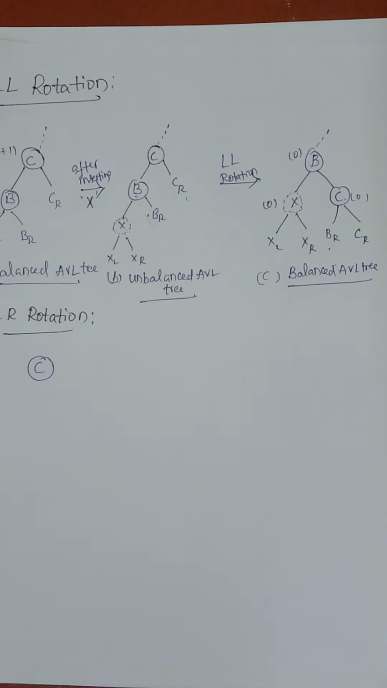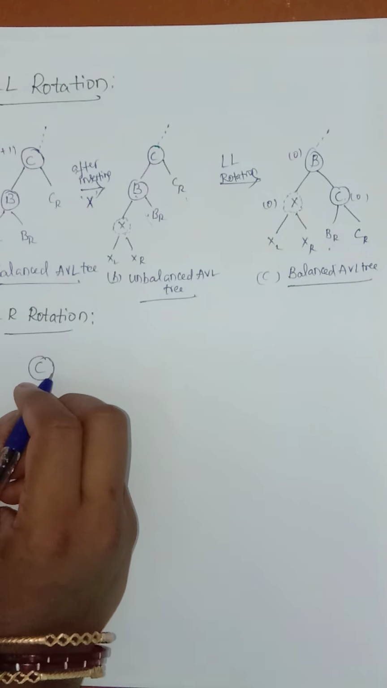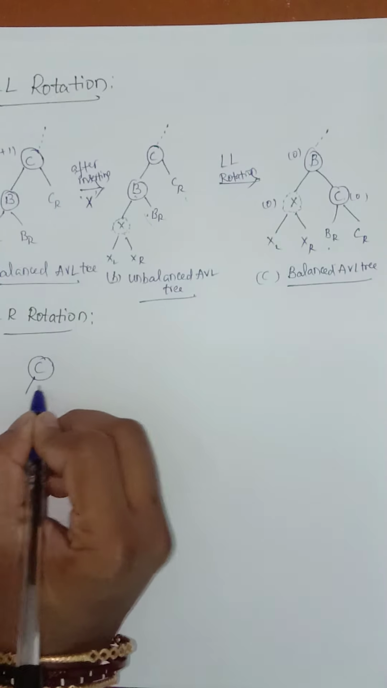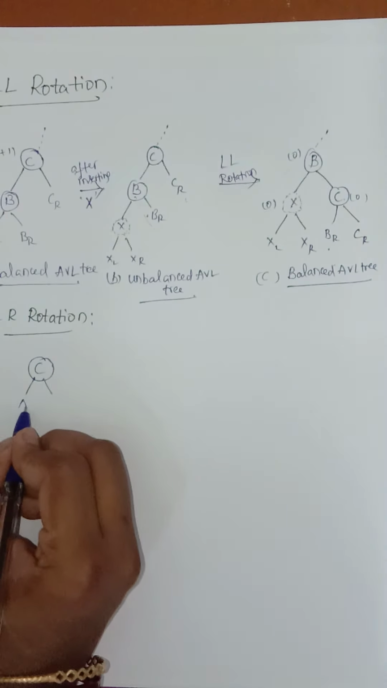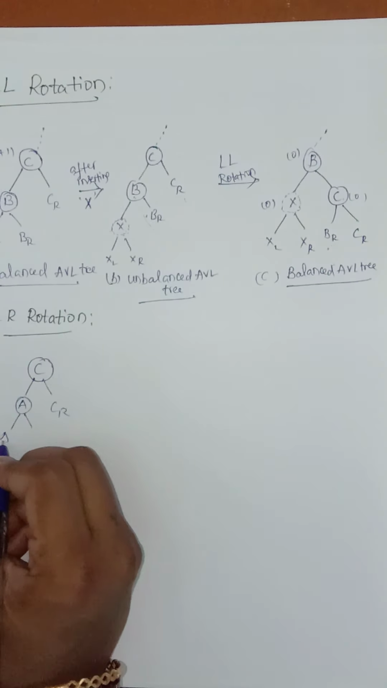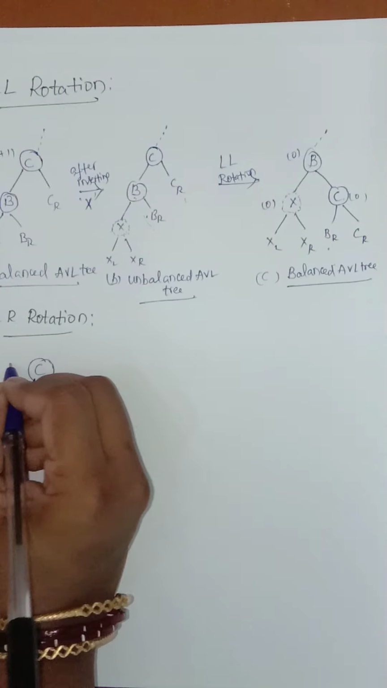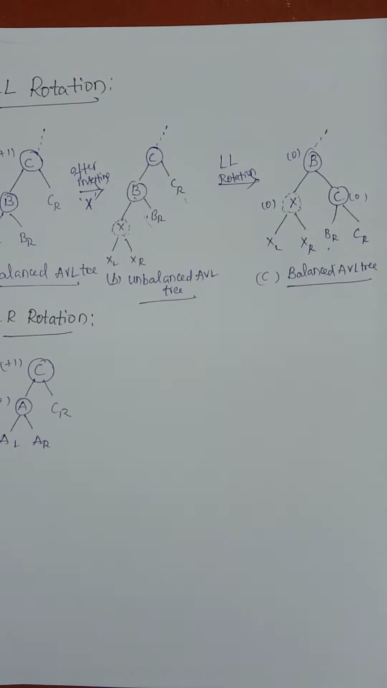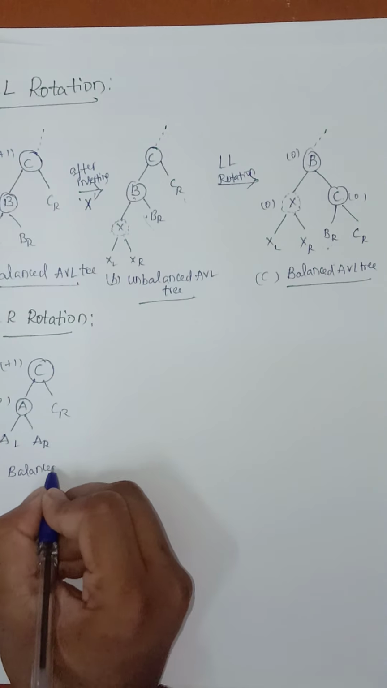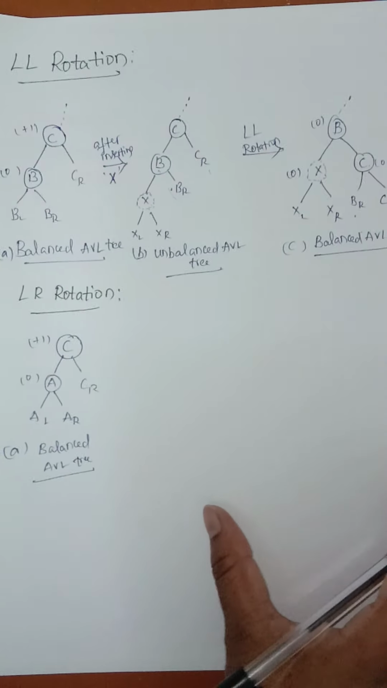Then we will go with the balance. We will balance the AVL tree by using the left part of the right subtree, by moving the left part of the right subtree. A, CR, AL, AR. Here the balancing factor is 0. Here the balancing factor is +1. So this is also a balanced AVL tree before insertion.